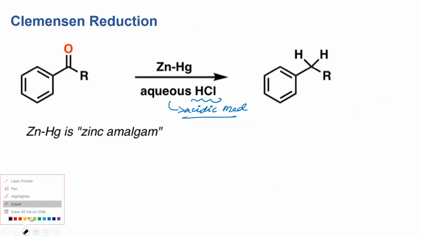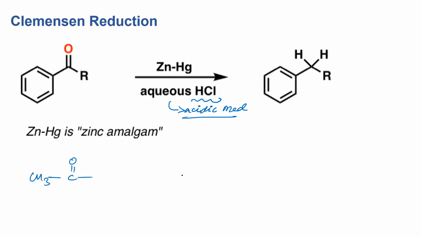So Clemmensen reduction and Wolff-Kishner reaction are both quite similar. Let us write one reaction at least. CH3, C double bond O, CH3, and I'm treating this with Zn-Hg in the presence of aqueous HCl. Since we are not using any heat, I'm using water, not a high boiling solvent. You just need to remove the double bond O and add single bonded hydrogens. Write this down. Let me know if you're done, then we will move to the next reaction.